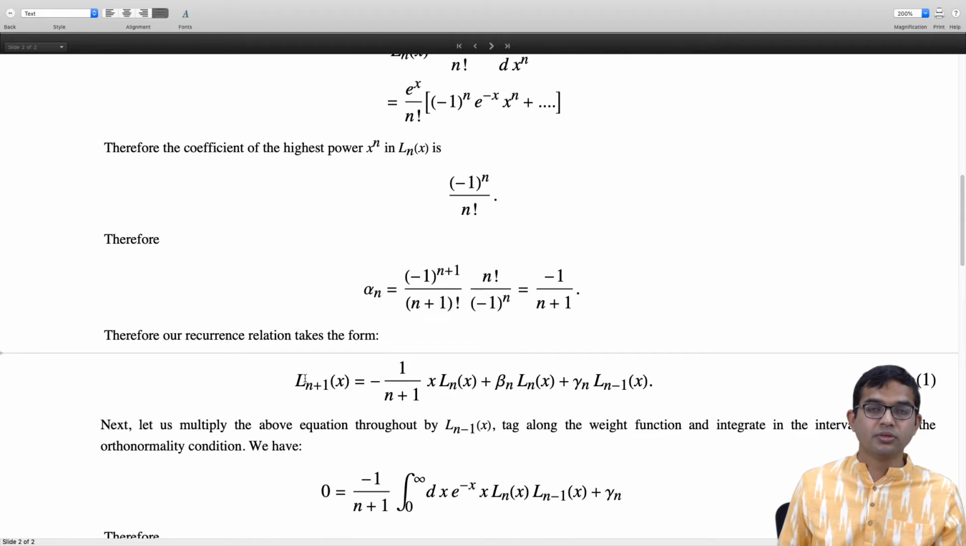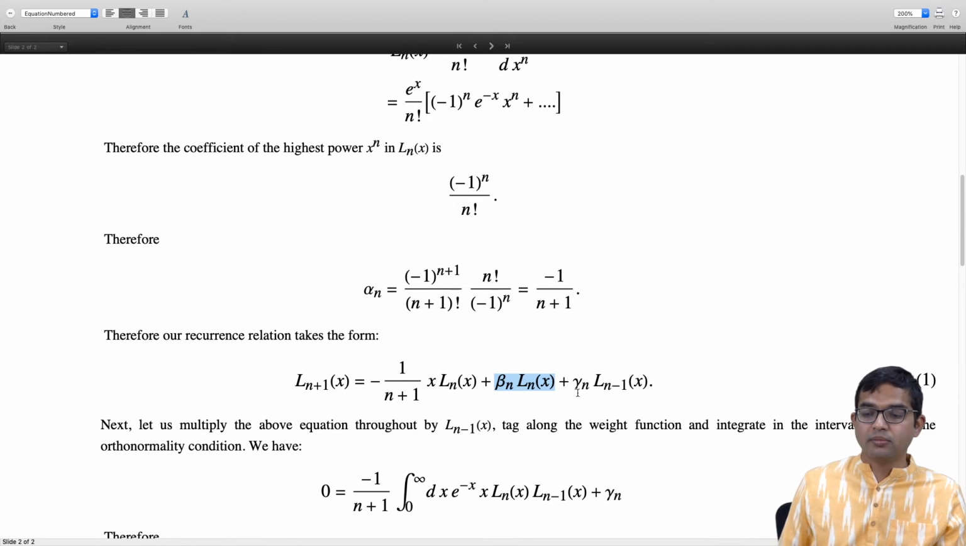So when you do this integral on the left hand side, it's going to be just 0, and then we have this integral minus 1 over n plus 1 times the integral from 0 to infinity dx e to the minus x times ln of x times ln minus 1 of x plus... Again, we can argue that ln and ln minus 1 are orthogonal to each other. So the second term also will vanish. It's only the third term which will stay.